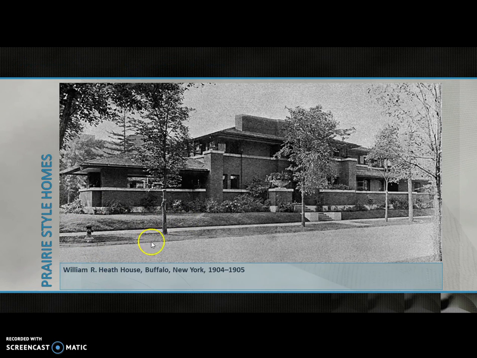Here's another prairie style home. It's the last one I will show. It's called the William R. Heath House in Buffalo, New York. It was built during 1904 to 1905. As you also can see, very much similar to the rest of the homes. Lots of windows, oversized eaves, slabs of concrete, bricks laid in a horizontal fashion, all comprised of natural components in the site.